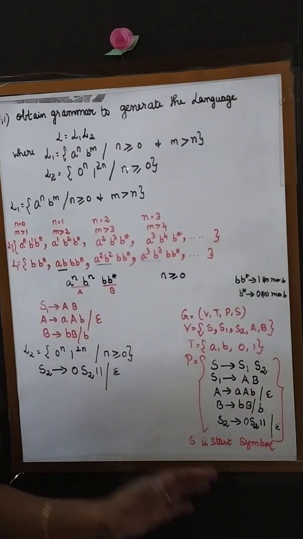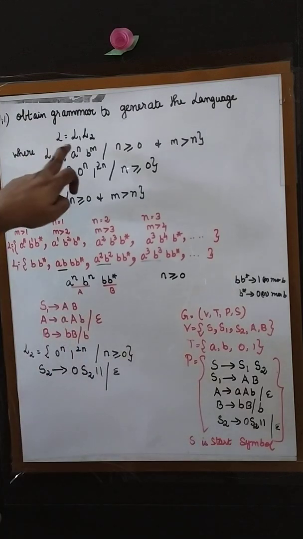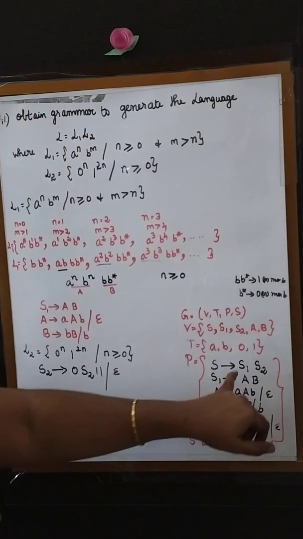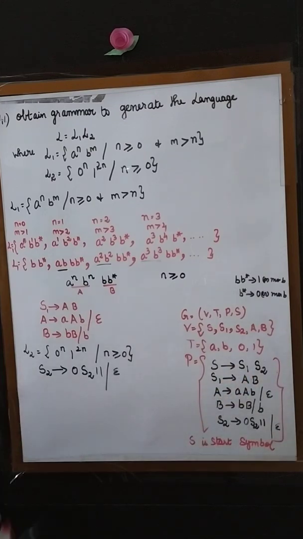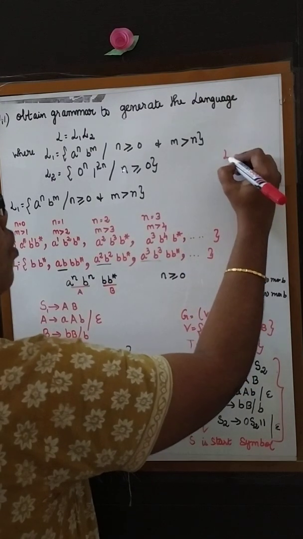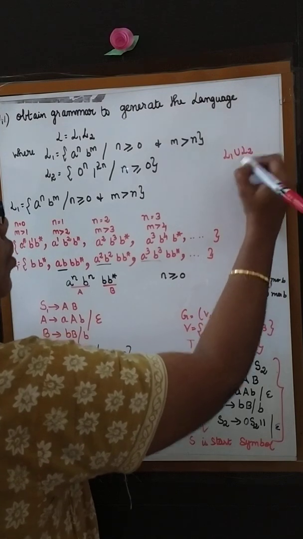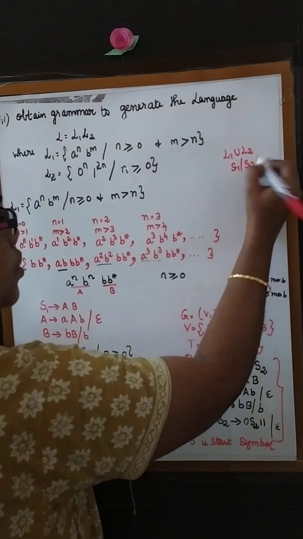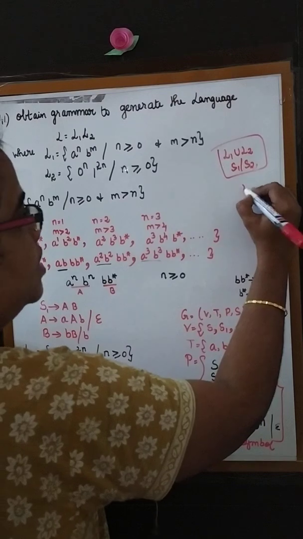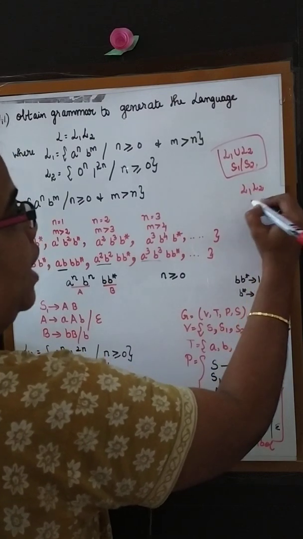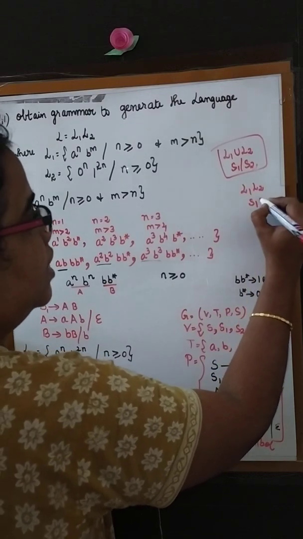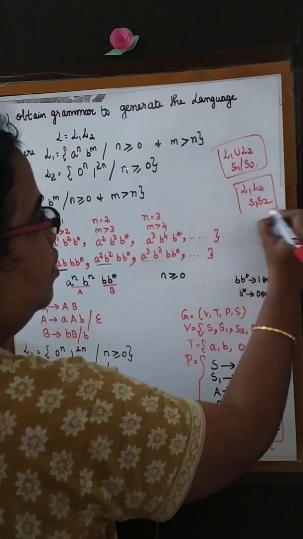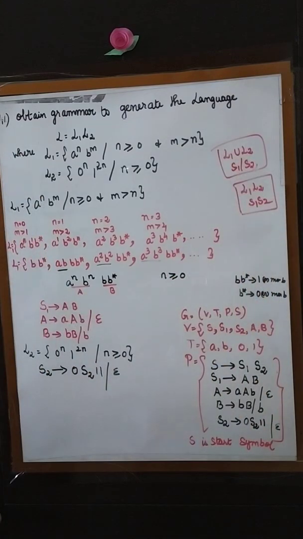No need to write anything, you will just be appending it. If the language L1 L2 is there, you will write S1 S2. If you have got L1 union L2, you have to write S1 or S2. Okay, so this is one question. Another one is, if you have got L1 L2, then you will write it in the grammar as S1 S2 itself. Union means you have to say this or that. If you have dot, that means concatenation. So S1 will be followed by S2. That is the meaning.